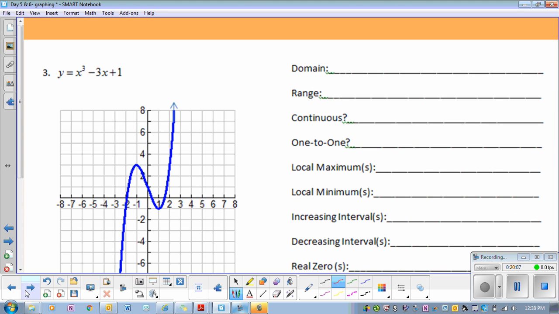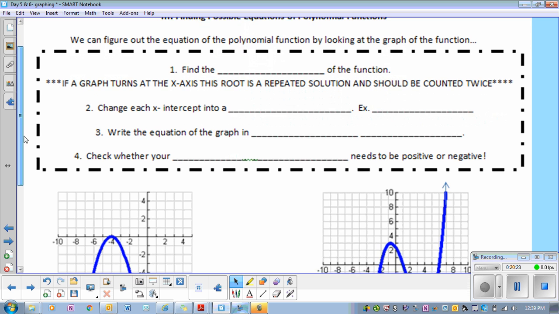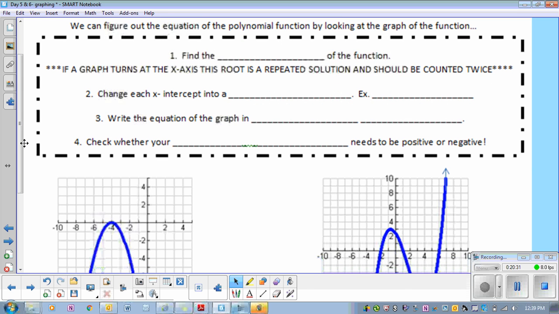All right, so I'm going to skip this one because I'm going to get to the other things that we have to cover today. Let's go to finding the equations of polynomial functions. All right, so now you guys can write out the equations to polynomial functions, okay? So if we give you a graph, this is how you should do it.